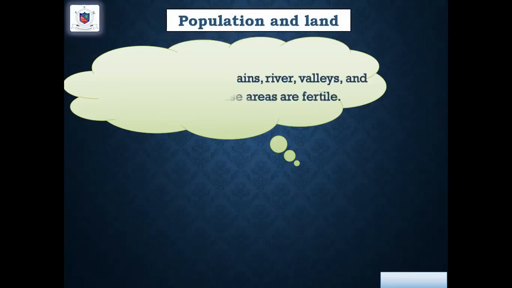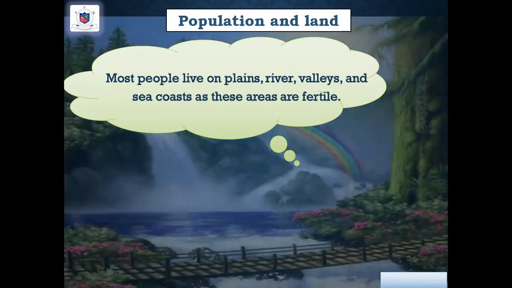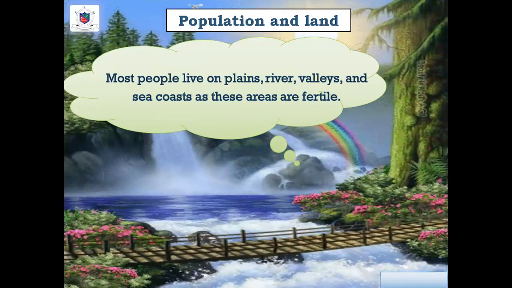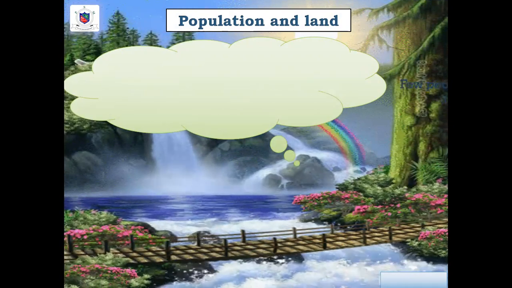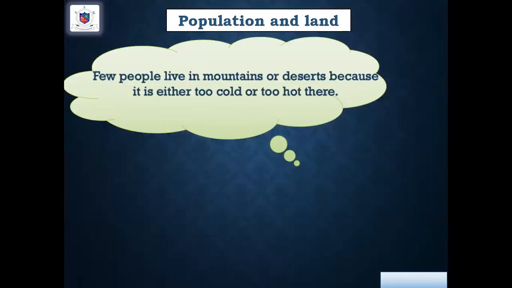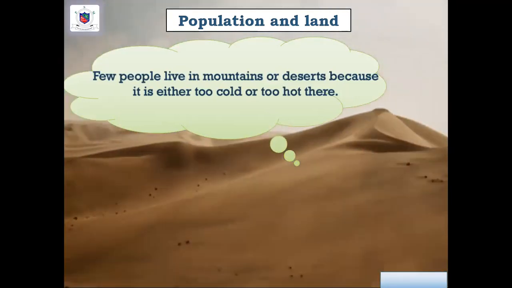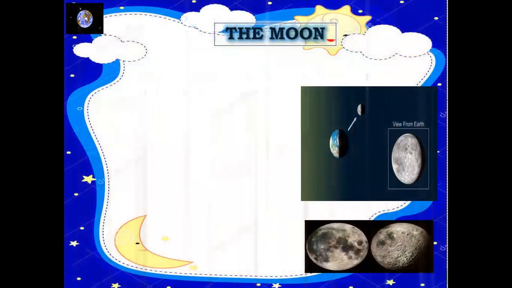Most people live on plains, river valleys and sea coasts as these areas are fertile. Crops, vegetables and fruit can be grown there. But only a few people live in mountains or deserts because it is either too cold or too hot there. Not much grows there.